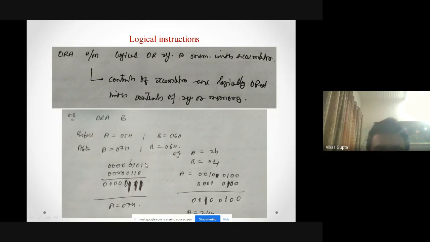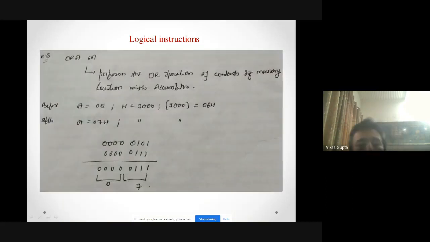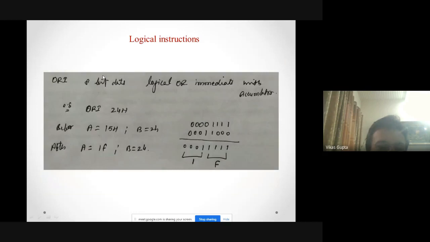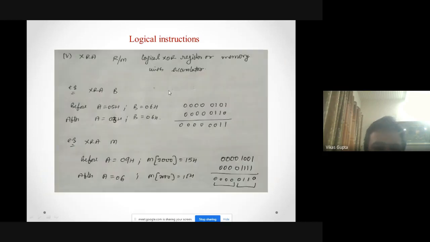सो लॉजिकल OR में क्या होगा, एक भी इनपुट हाई हो जाती है तो आउटपुट हाई हो जाएगी. सो इट विल बी 1, 01 is 1, 11 is 1, 00 is 0, and every time whenever you have all zeros the output will be 0. ORA M ऐसे हम लोग HL पेयर के साथ कर लेंगे. ORI 8-bit डाटा, और ऑपरेशन हम लोगों ने करना है 8-bit डाटा के साथ.